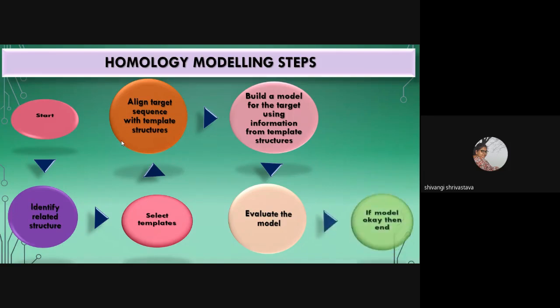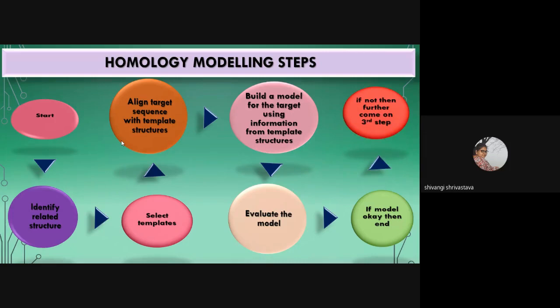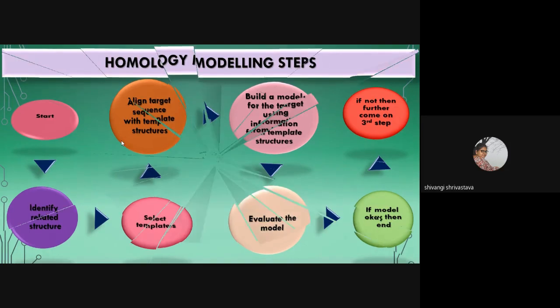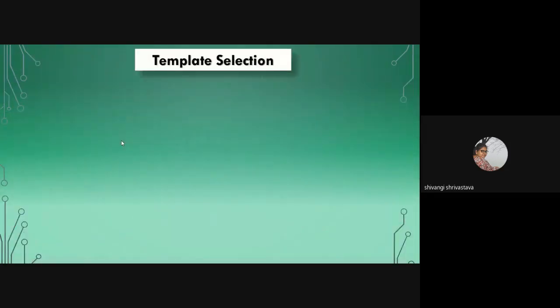If your model is okay, then your homology modeling is done and your protein is designed. But if it is not okay, then you go back to the third step again. Again, align the target sequence with the template structure, and the process will take place again and again. So as I mentioned, the steps are template selection, alignment, and building a model. Here is some description about these steps used in homology modeling.